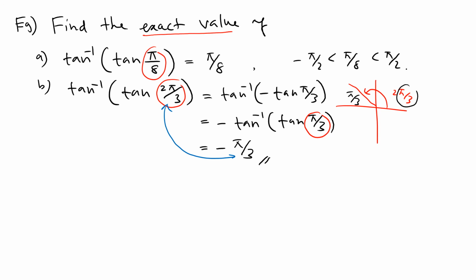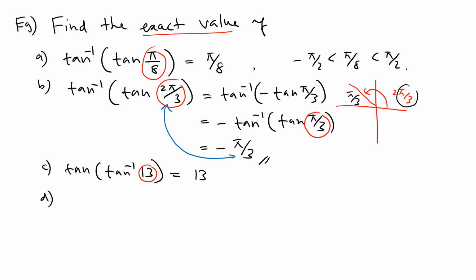Okay, so let's do part C. So let's do tan inverse tan 13, and you can see that this identity is true for any value. So that means this is simply going to be 13. So that's the easy part with tan inverses.